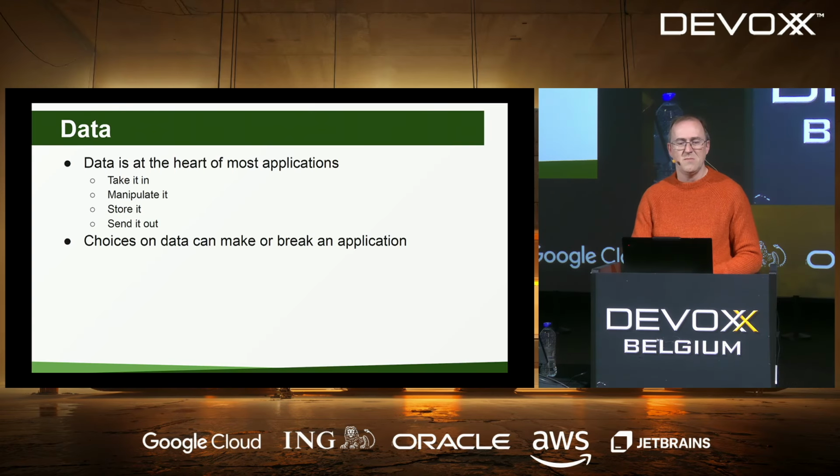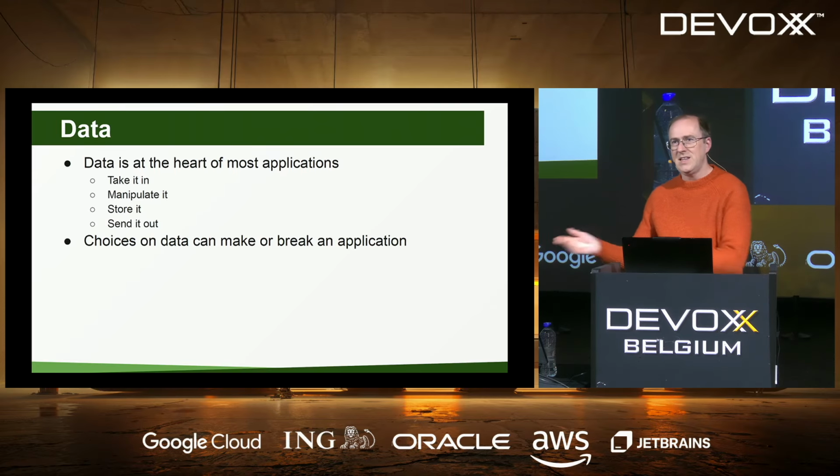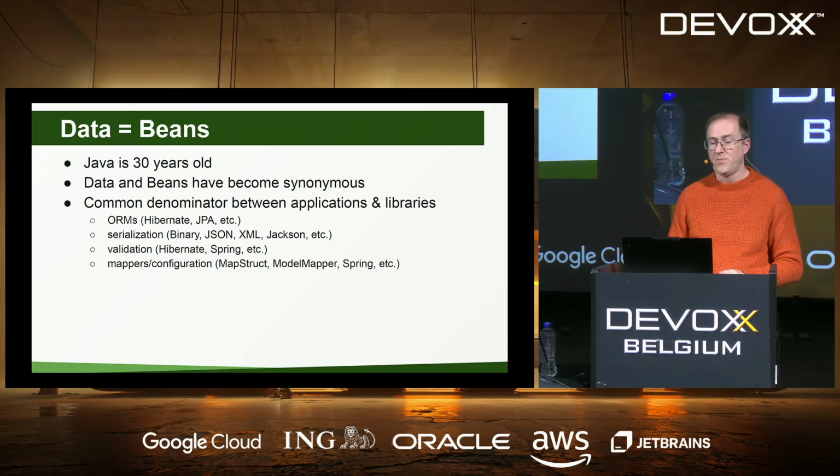Cool. So data is ultimately at the heart of what most modern applications are about. We take it in, we send it out, we manipulate it, we alter it, we store it. Fundamentally, if you don't get data right in your application, you're going to have a bit of a hard time. So it's really important to think about what it is, how do we store it, what classes, records, whatever we use to store it. It's very important.